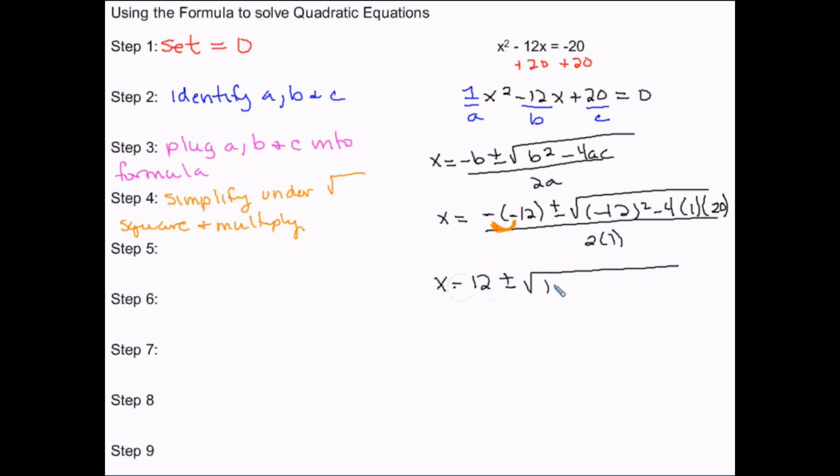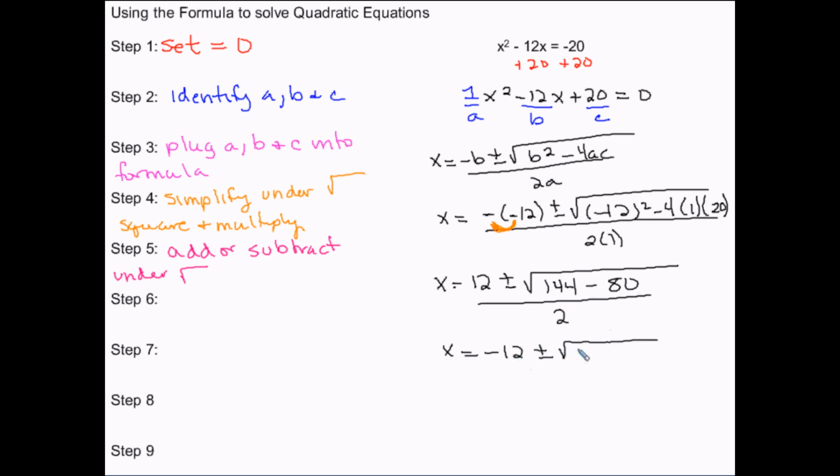Okay, negative 12 squared is negative 12 times negative 12, so that's 144, minus 4 times 1 times 20, so minus 80, divided by 2 times 1, so 2. Okay, after I've done that, my next step is going to be to add or subtract under the radical. So I have x equals negative 12 plus or minus, okay, 144 minus 80 is 64 divided by 2.